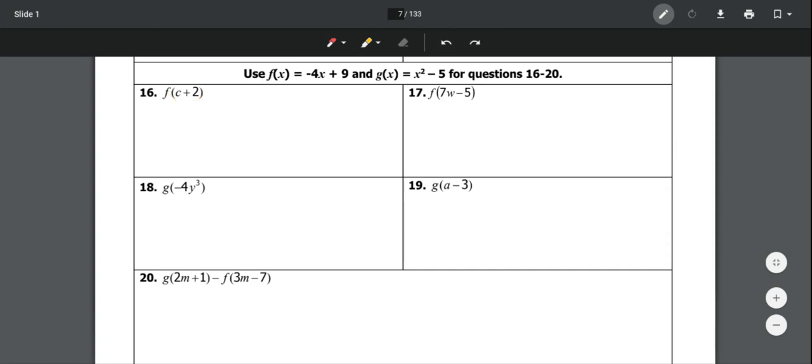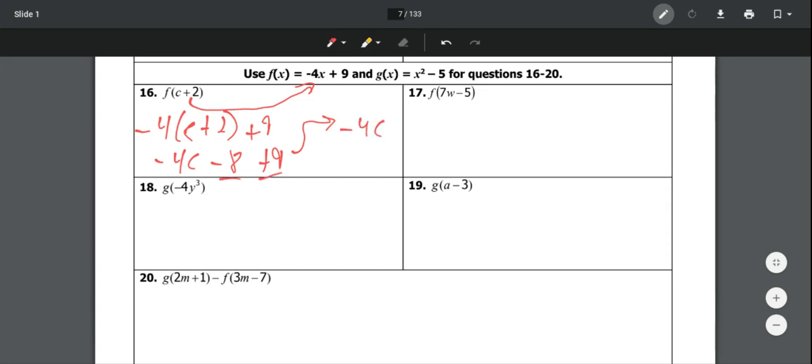So let's look at 16. We've got f of c plus 2. That just means wherever you see an x, it now becomes c plus 2. So that's going to look like negative 4, and we put c plus 2 in for x, plus 9. That's all you've got to do. So if we distribute that, that's negative 4c minus 8 plus 9. These are like terms, so that'll give us negative 4c plus 1. That's our final answer.